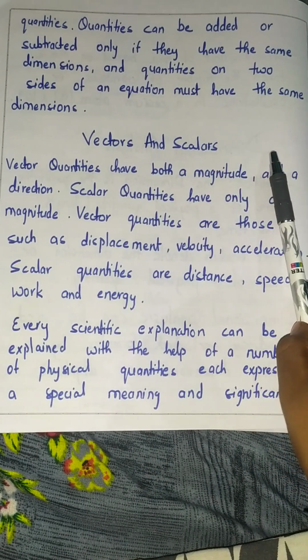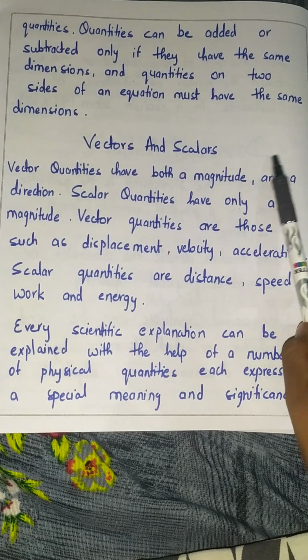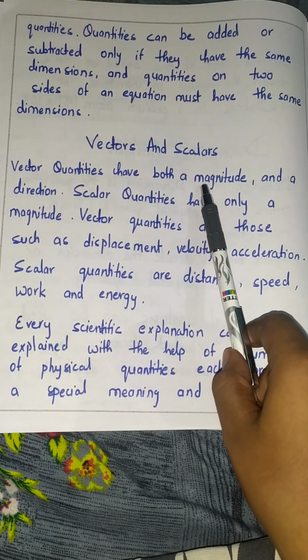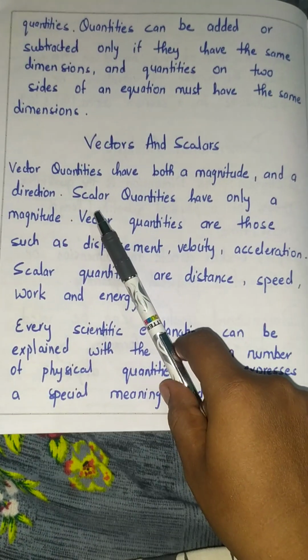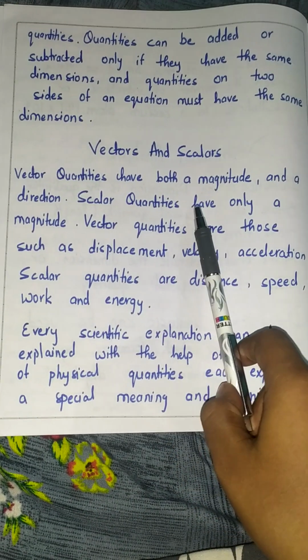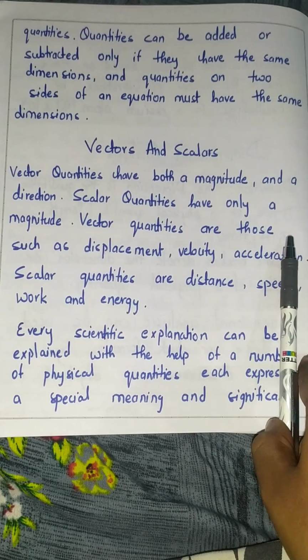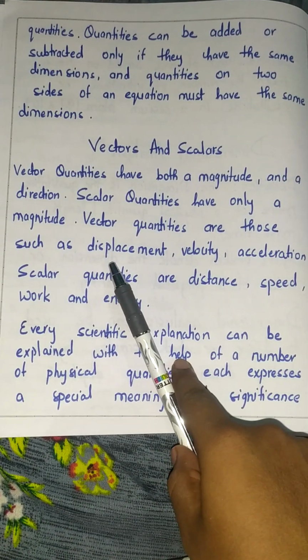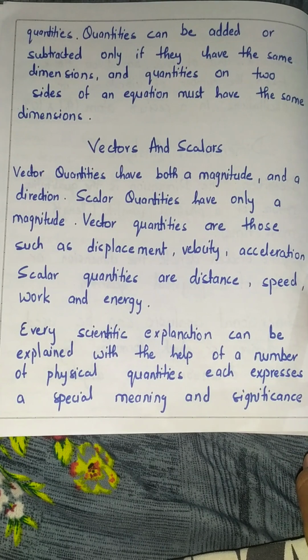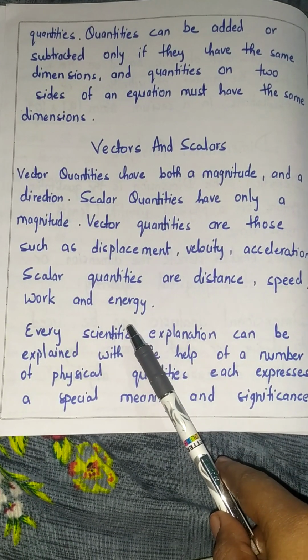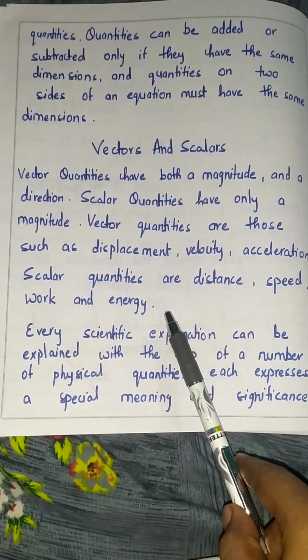Now, vectors and scalars. What are vector and scalar quantities? Vector quantities have both a magnitude and a direction. Scalar quantities have only a magnitude. Vector quantities are those such as displacement, velocity, acceleration. Scalar quantities are distance, speed, work, and energy.